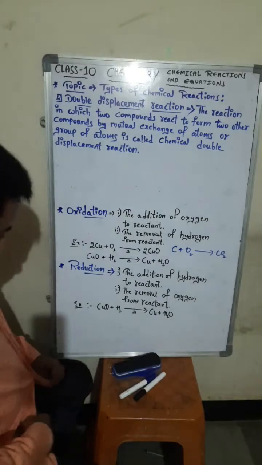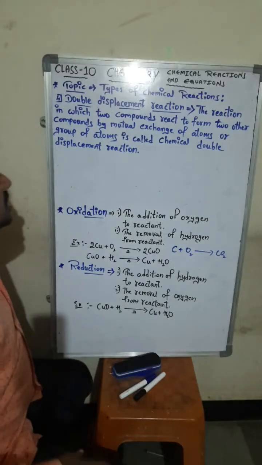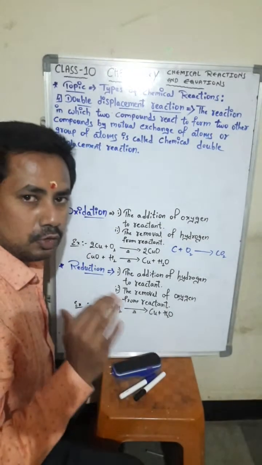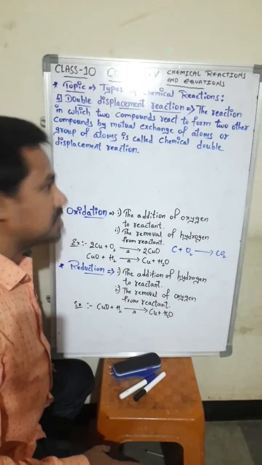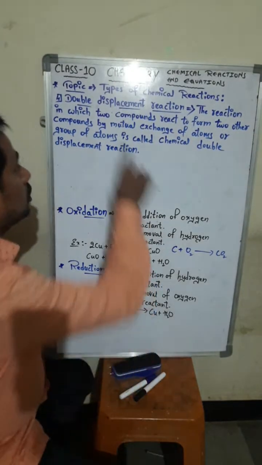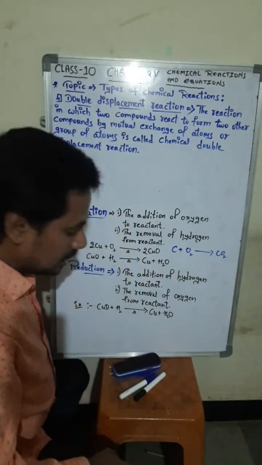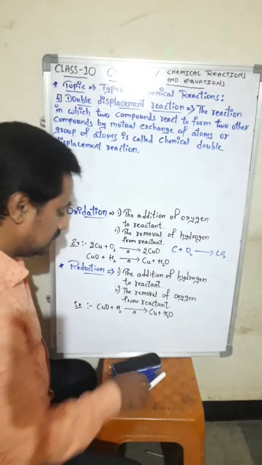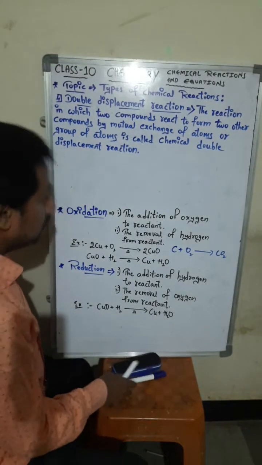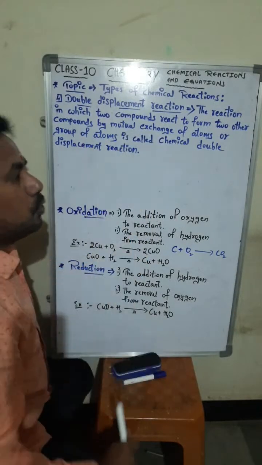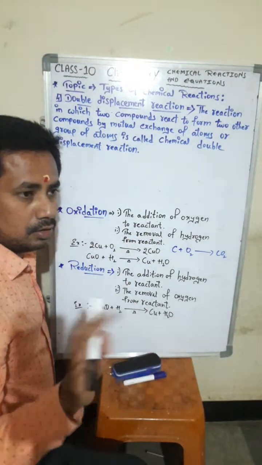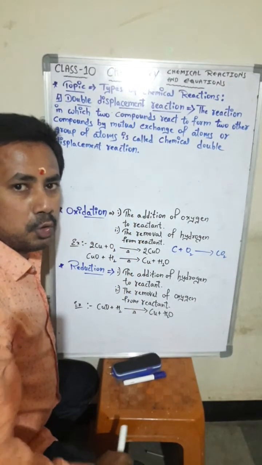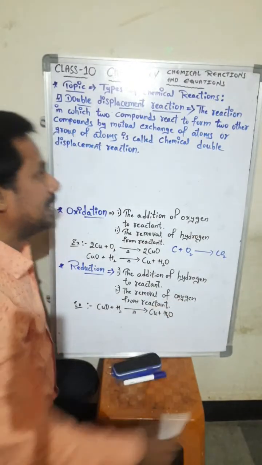See students, chemical reactions and equations. As we have started the topic types of chemical reaction, today we are going to complete this chapter 1. The fourth type is the double displacement reaction. What is this? The reaction in which two compounds react. No single element is involved in double displacement. Both will be compounds on the reactant side as well as the product side.